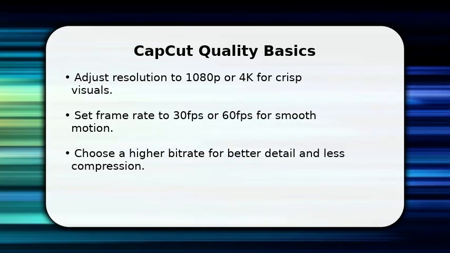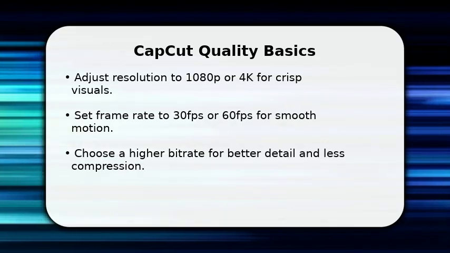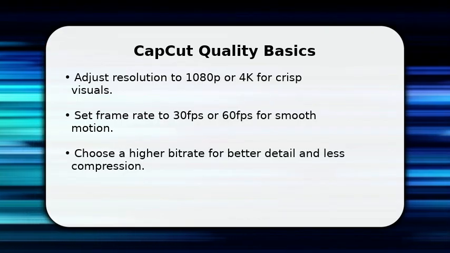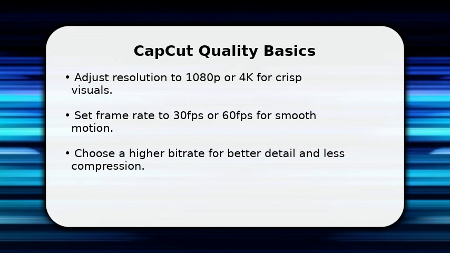In this video, I will explain how to increase video quality in Capcut. First, open your project and navigate to the export settings. Here, you'll want to select a higher resolution, ideally 1080p or even 4K, for the sharpest image. Next, adjust your frame rate to either 30 FPS or 60 FPS for smoother playback. Finally, ensure you choose a higher bitrate to capture more detail and reduce compression artifacts.